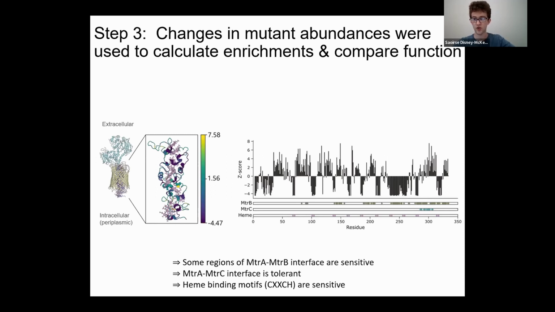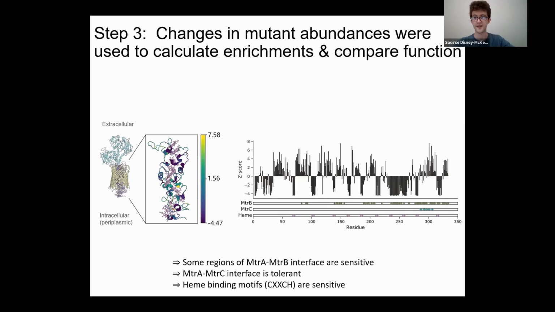Included in these annotations below are a couple of other functional domains, such as the interface with MtrB. For the most part, the MtrB interface seems to be relatively tolerant. There's an area right here that has a pretty low insertion tolerance, but because it's between two hemes, it's kind of hard to tell if that is a result of disruption of electron flow or if it's a disruption of interactions with MtrB.